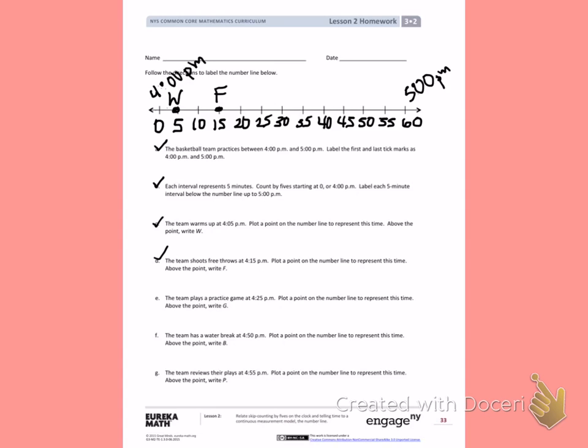The team plays practice game at 4:25 p.m. Plot a point on the number line to represent this time. Above the point, write G. So again at 4:25. 4 o'clock, 4:05, 4:10, 4:15, 4:20, and here is 4:25 when they have a practice game. Try letter F and G on your own.